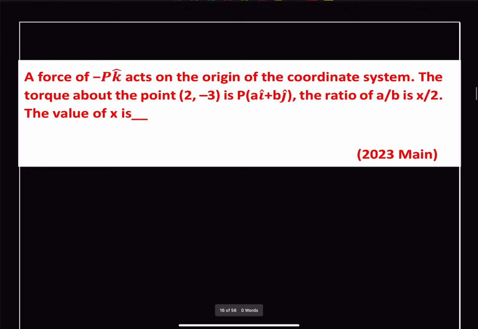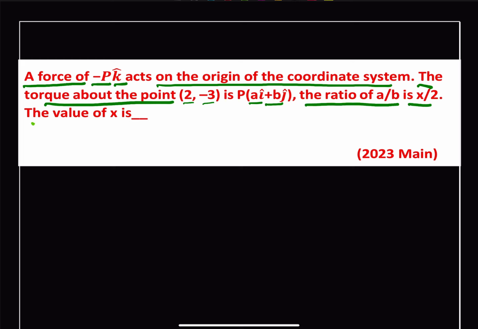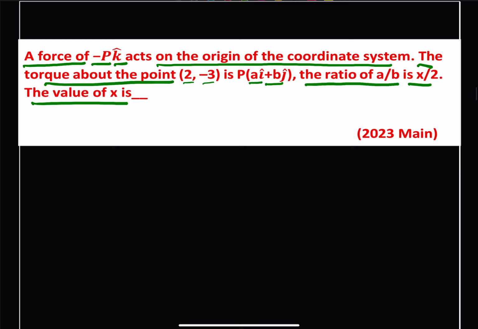It states that a force of minus k unit vector acts on the origin of a coordinate system. The torque about the point 2, minus 3 is a i unit vector plus b j unit vector. The ratio of a by b is x by 2. The value of x is. So in this case, we have given a force is acting at the origin. So let us suppose that there is a force F which is given as P k unit vector, and it acts at origin.